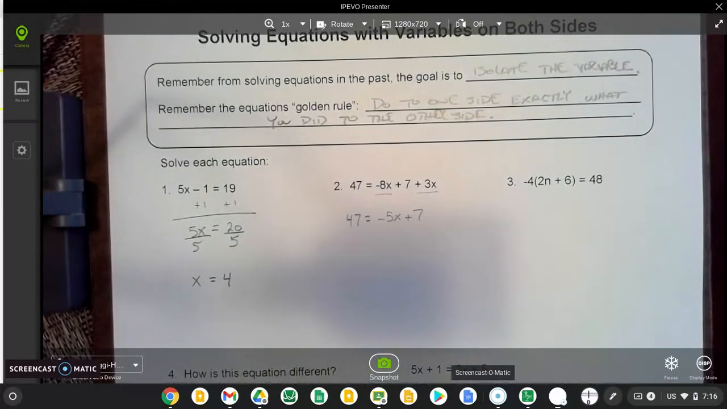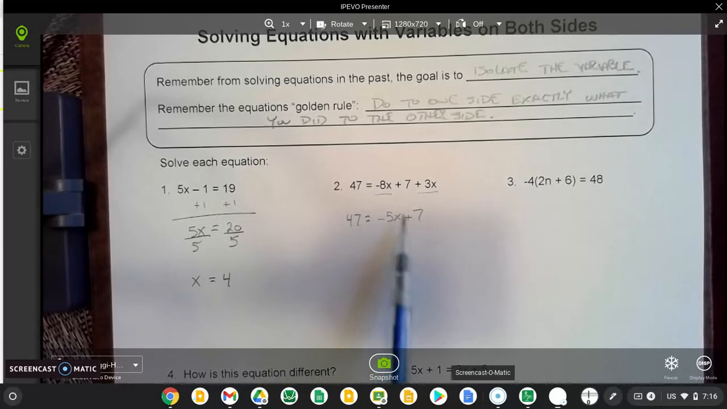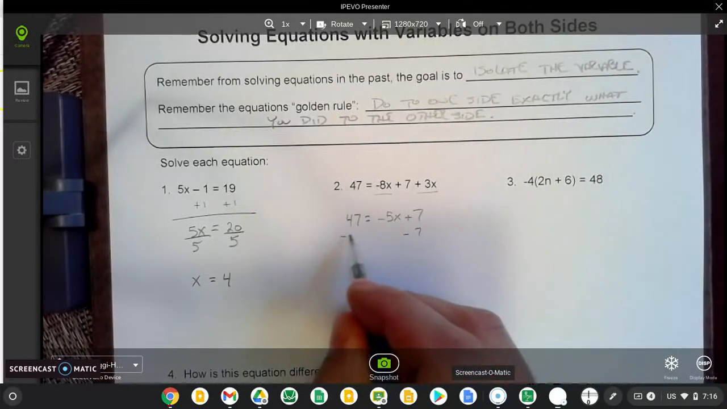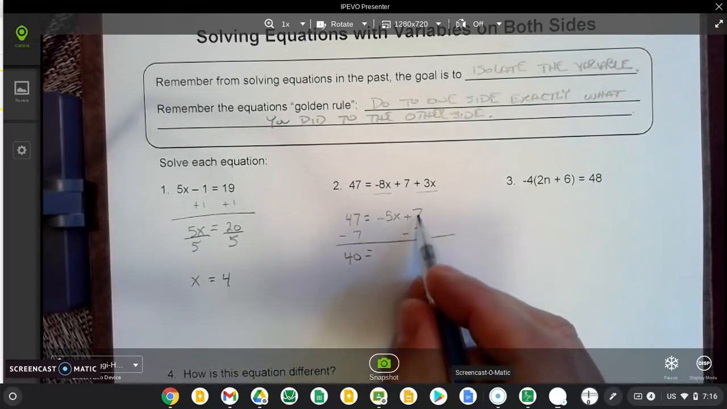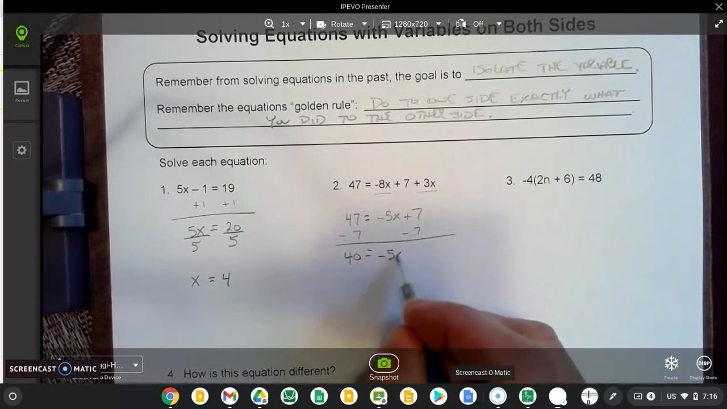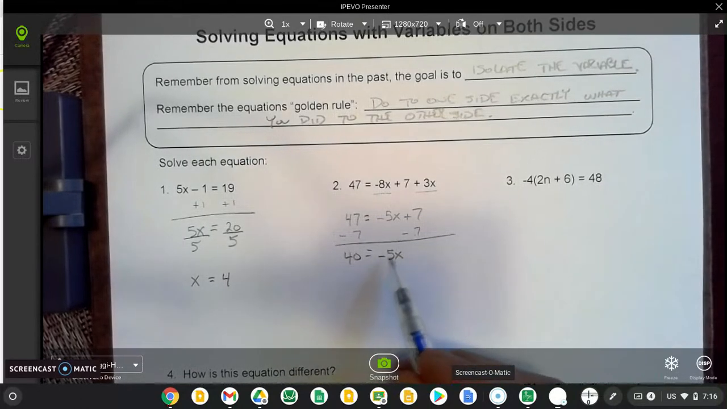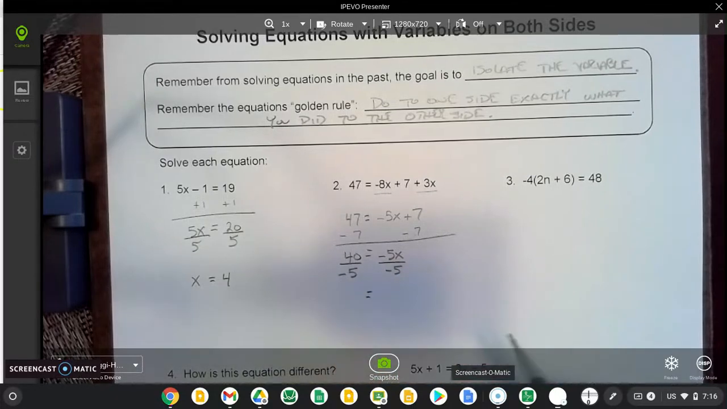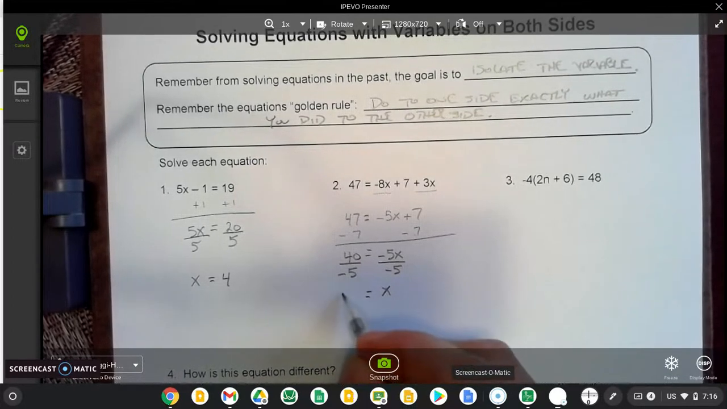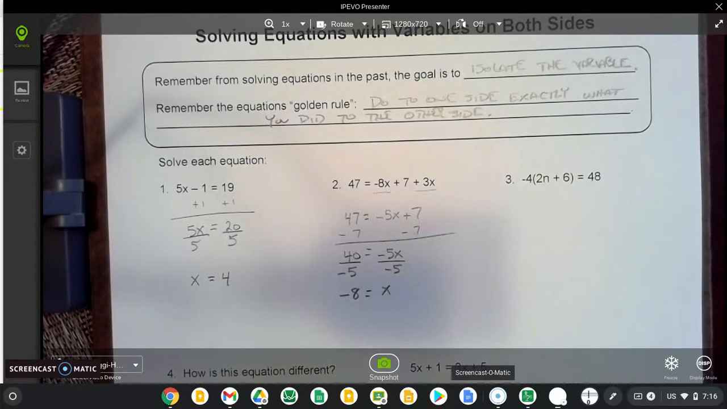Now this is a two-step equation, which is similar to what we did in the first example. The variable is on the right-hand side, so I've got to get negative 5x all by itself. That means I've got to remove this positive 7, and I'll do that by subtracting 7 on each side. 47 minus 7 is 40. 7 minus 7 is 0, leaving us with negative 5x. Since x is being multiplied by negative 5, to undo that, we'll divide each side by negative 5. Negative 5x divided by negative 5 is our positive x. 40 divided by negative 5 is negative 8.